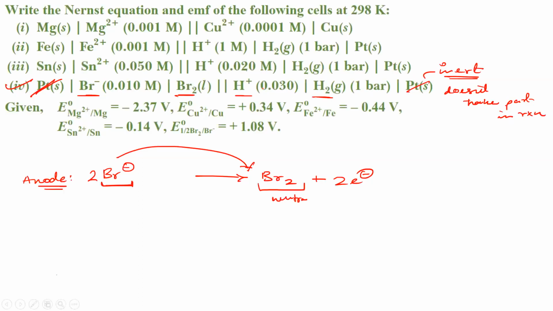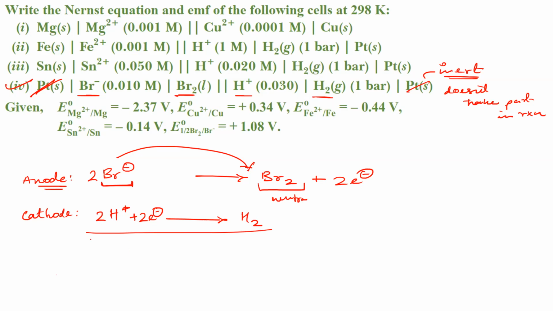H positive to H2. Here we have the cathode, and here we have H positive, and it is getting converted to H2. So here we have positive charge. To make it neutral, I will have to add, again, here there will be 2 H positive, and you will have to add 2 electrons here, right? So I have 2 positive charges and 2 electrons. That's why it is going to give me neutral.